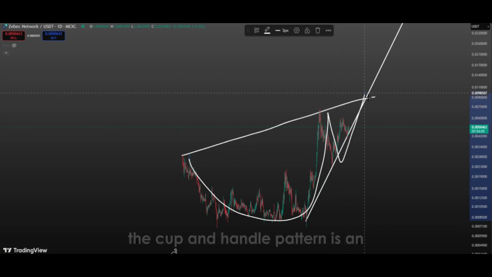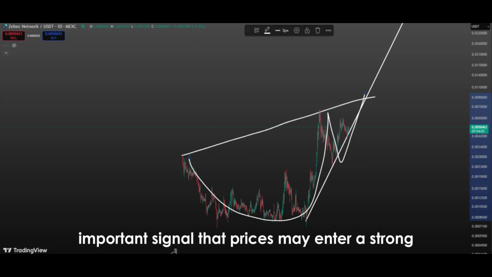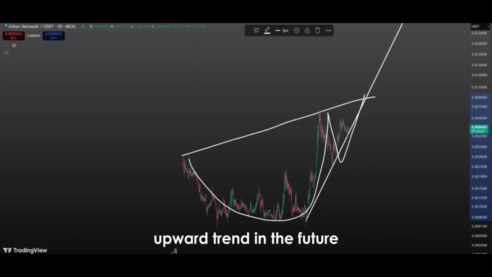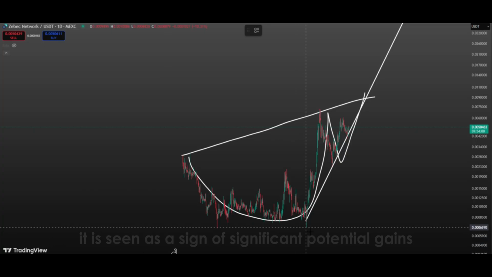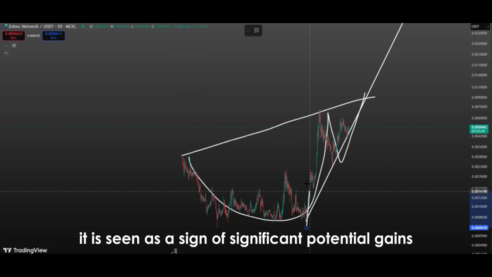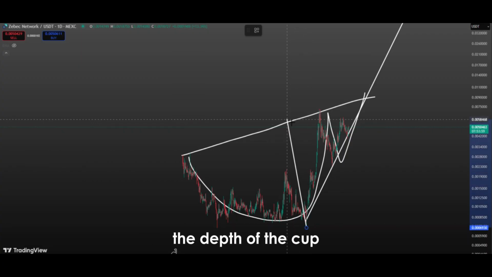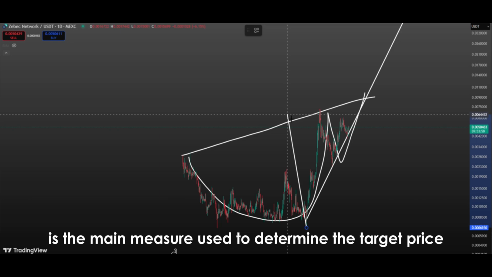For this reason, the cup and handle pattern is an important signal that prices may enter a strong upward trend in the future. Especially for investors, once the cup is completed and the handle forms and breaks out, it is seen as a sign of significant potential gains. The depth of the cup is the main measure used to determine the target price.